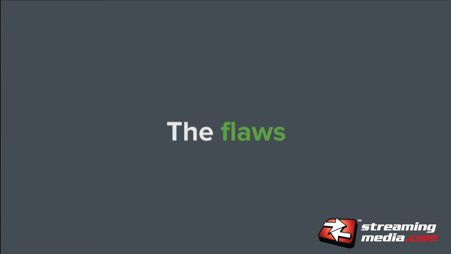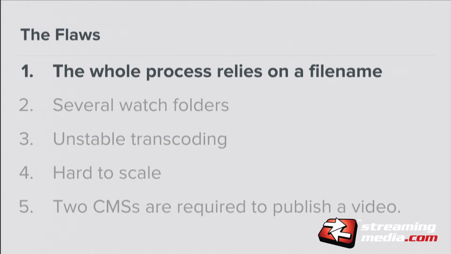That system worked pretty well, but over the past few years of use, we started to see a few flaws in that architecture. There are 5 major flaws. There are a few more, but those are the major things we came up to talk about today. The first one is that the whole process relied on a video file name.